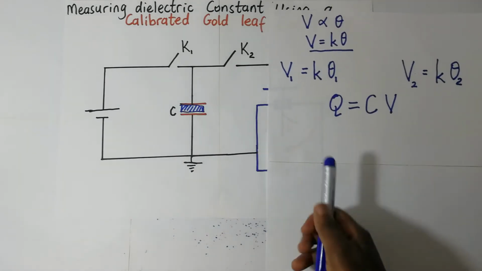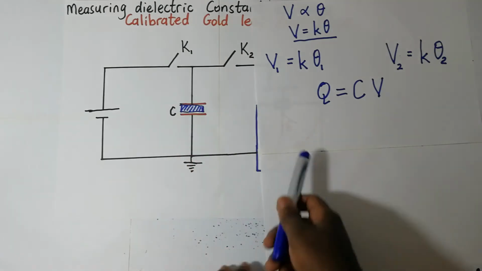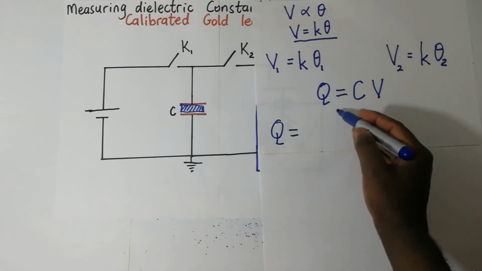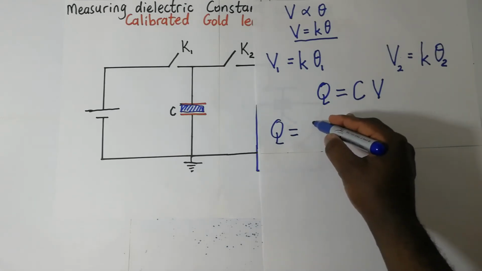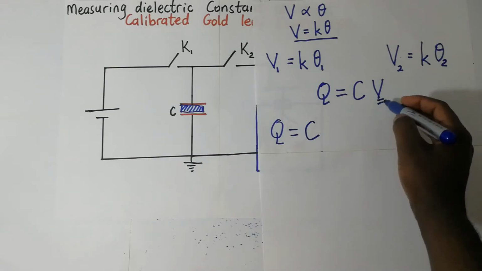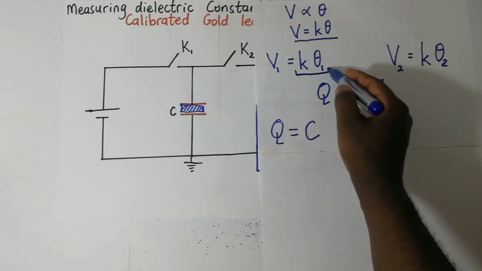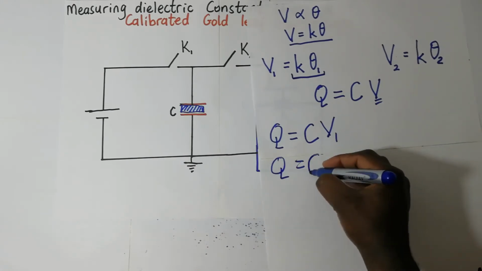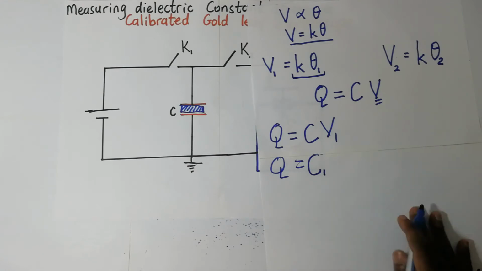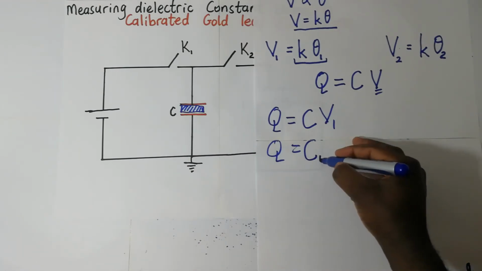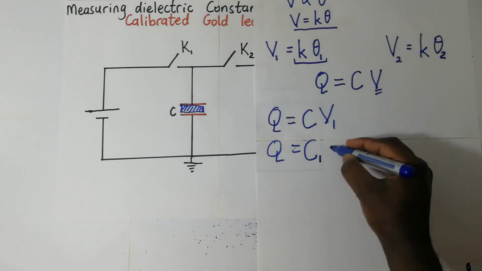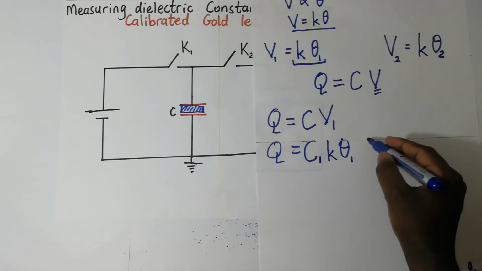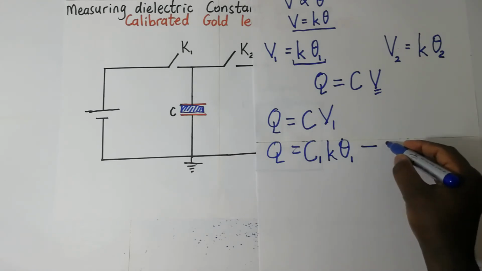So going to case 1, when there was a vacuum between the plates, that is in the first instance, we know that Q is given by the capacitance of that capacitor, which we are calling C, times V, and in this case the V is V1. So Q is equal to the capacitance of the capacitor when there was no dielectric, that is C1, times V1, which is K times theta 1. Okay, so that is equation 1.